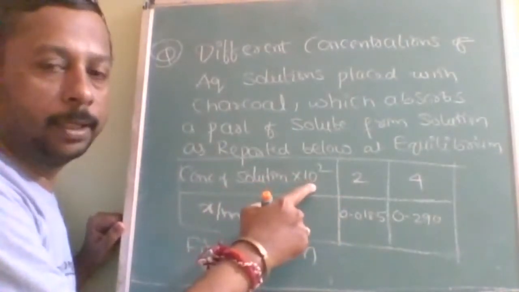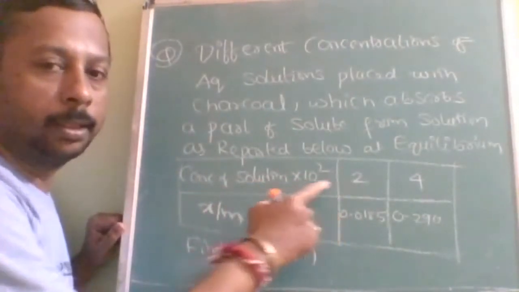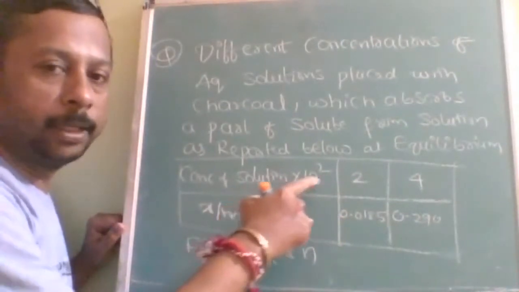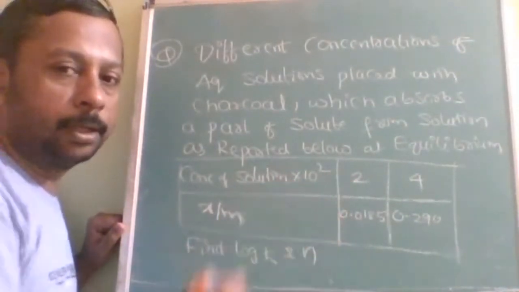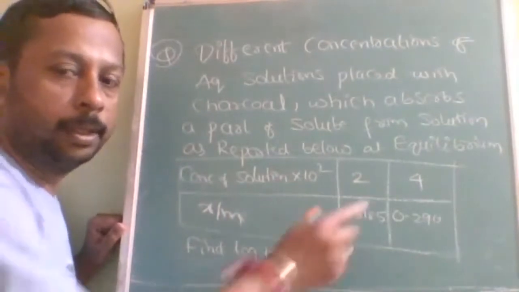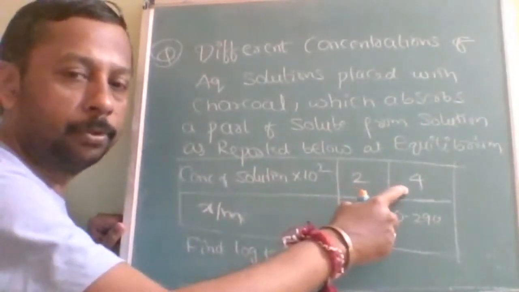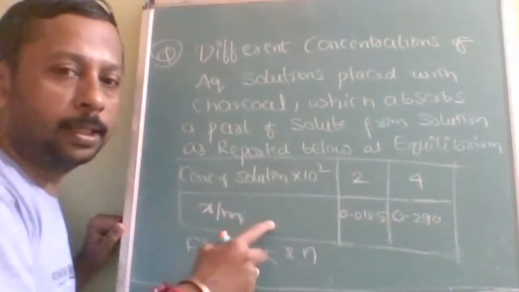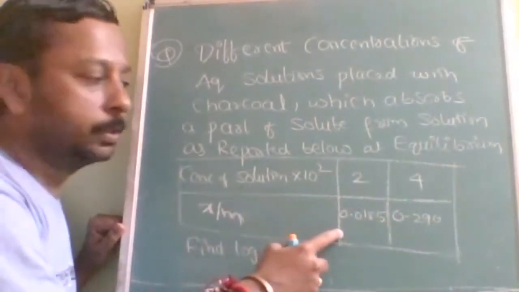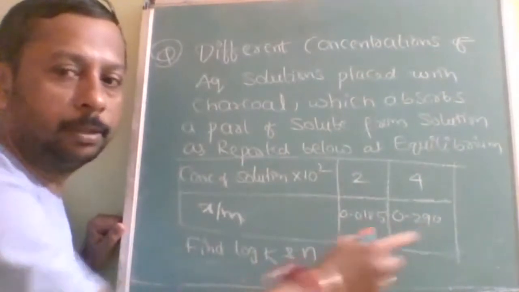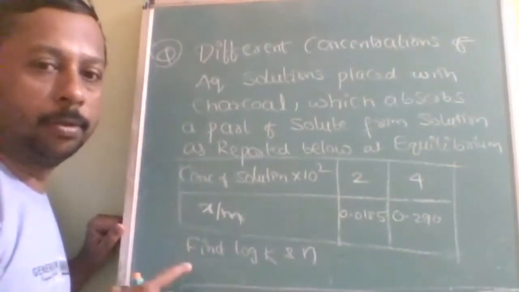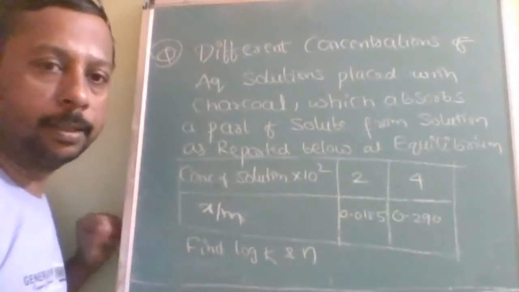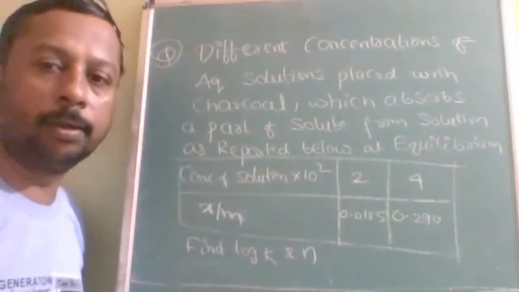You have to be very careful. It is not 2 molarity. After multiplying into 10 to the power of 2, you got concentration as 2. After multiplying into 10 to the power of 2, you got 4. This is C1, C2. And at that time, X upon M is 0.0185 and 0.280. Then you have to find out K and N. What do you have to find out? K and N.